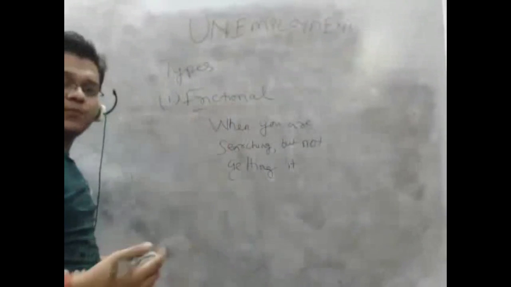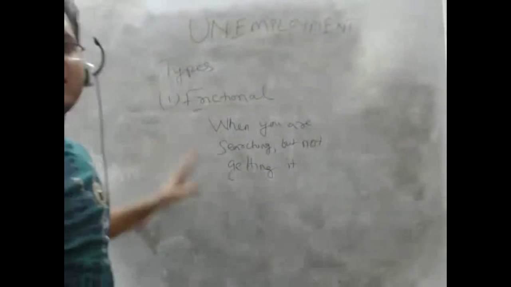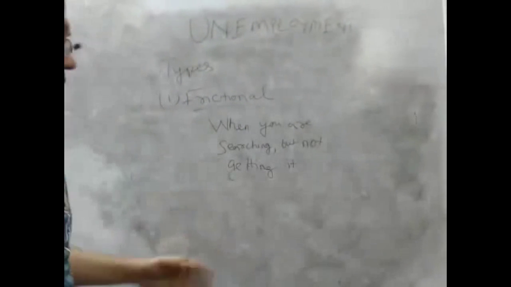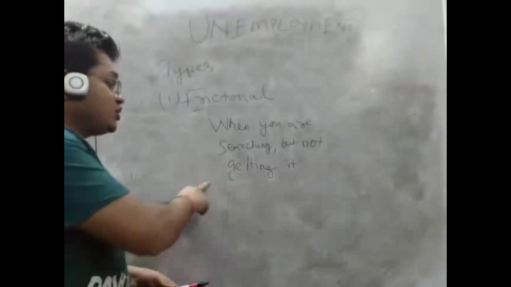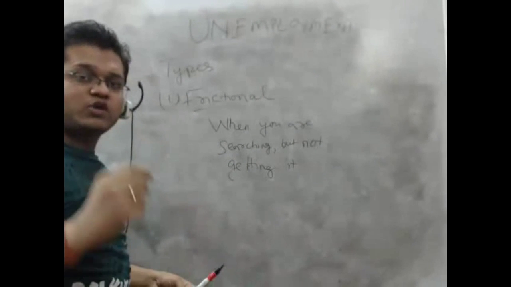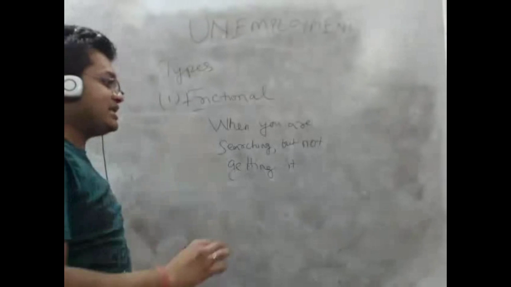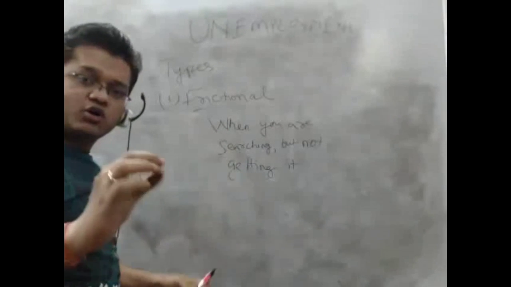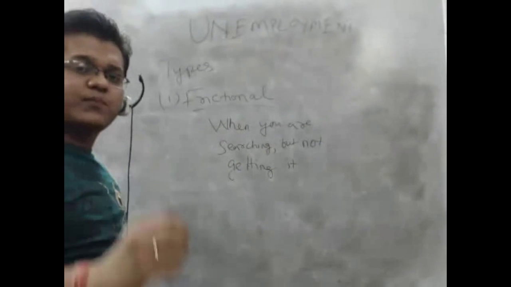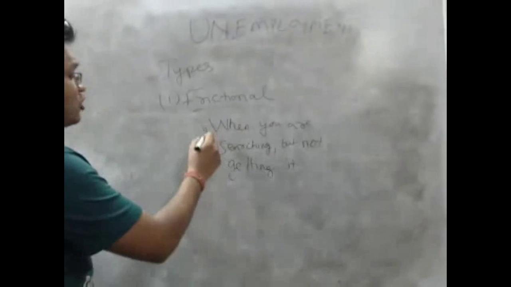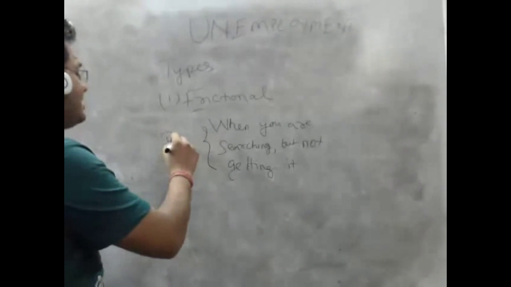Frictional unemployment means employers are looking to hire more people, but they are not able to hire immediately. You are looking for a job, but you are not able to get it. Just keep it that simple. Now don't bring qualification, pay, anything into it. Simply remember, you are searching but you are not getting the job. Employer is looking to hire people, but they are not able to hire. Why is this called frictional? Because this is temporary in nature.